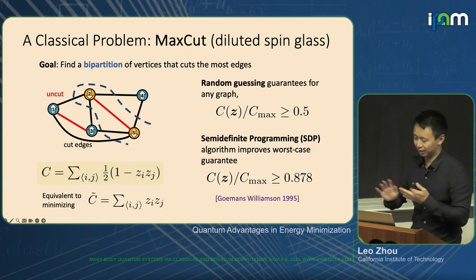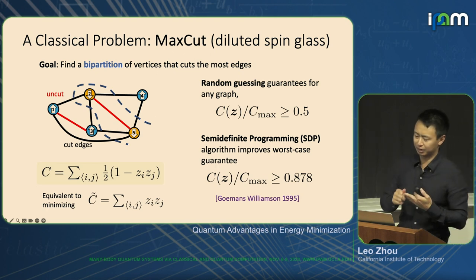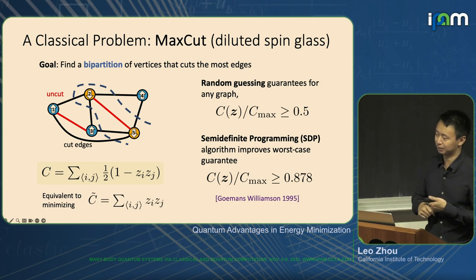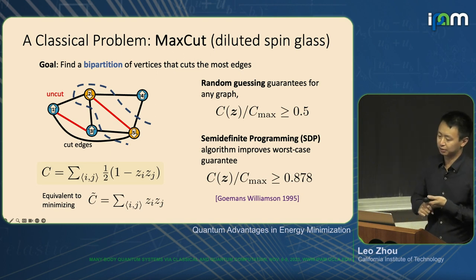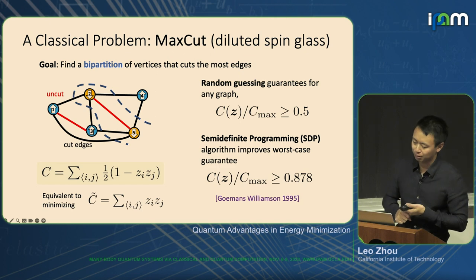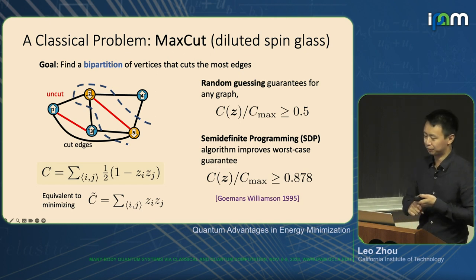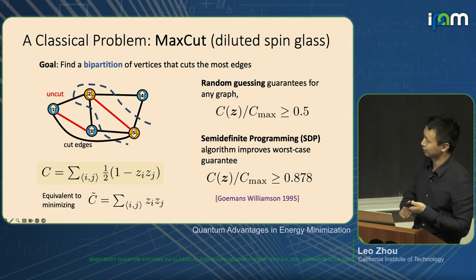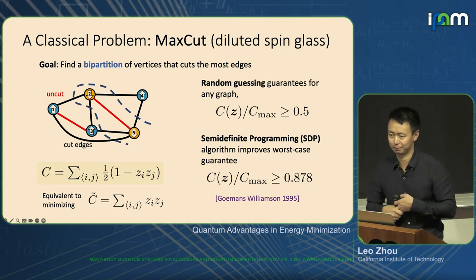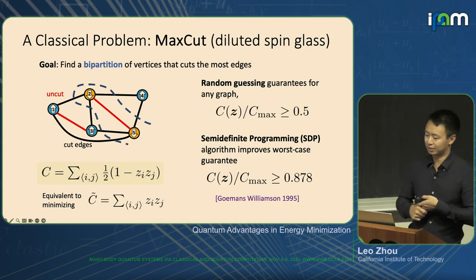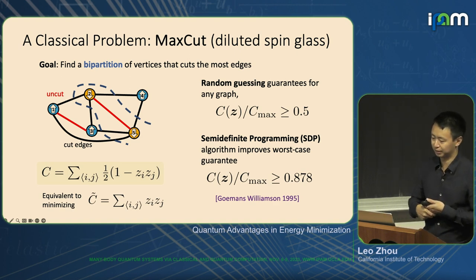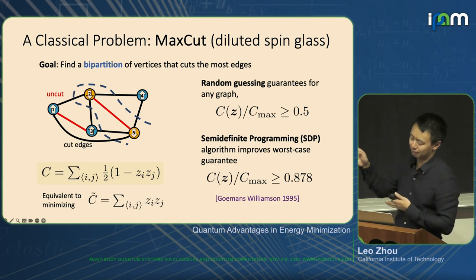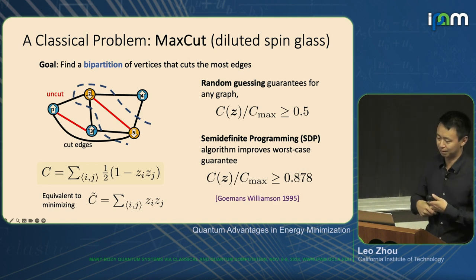That has been the state of the art for, like, I think 30 years. But then in 1995, there's this seminal work by Goemans and Williamson showing that using the technique of semidefinite programming, you can actually guarantee that for any graph, you can produce a bit string that cuts 0.878 times the maximum cut. So this has been the state of the art since then, and it's actually believed that, pending this conjecture called unique games, improving upon this will actually be NP-hard.